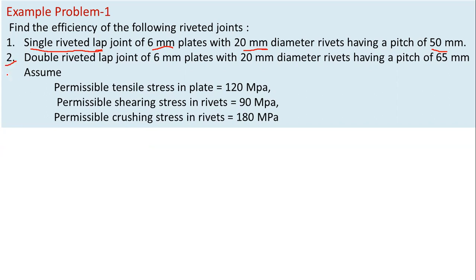And this is the other case, a double riveted lap joint of 6 mm plates with 20 mm diameter rivets having a pitch of 65 mm. Now these are the permissible stresses: 120 megapascal for tensile stress, that is sigma T, 90 megapascal for shear, and the permissible crushing stress, that is sigma C. These are the given stresses.